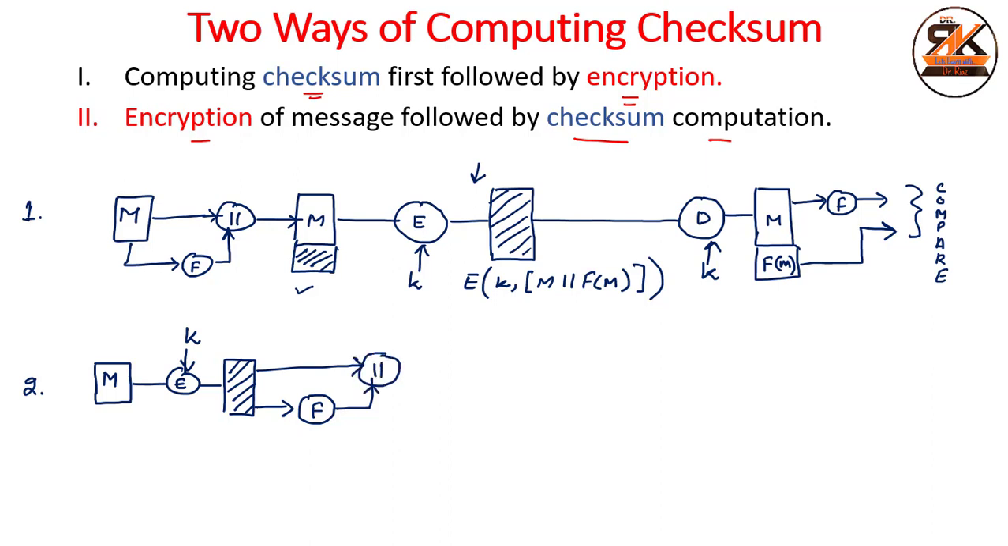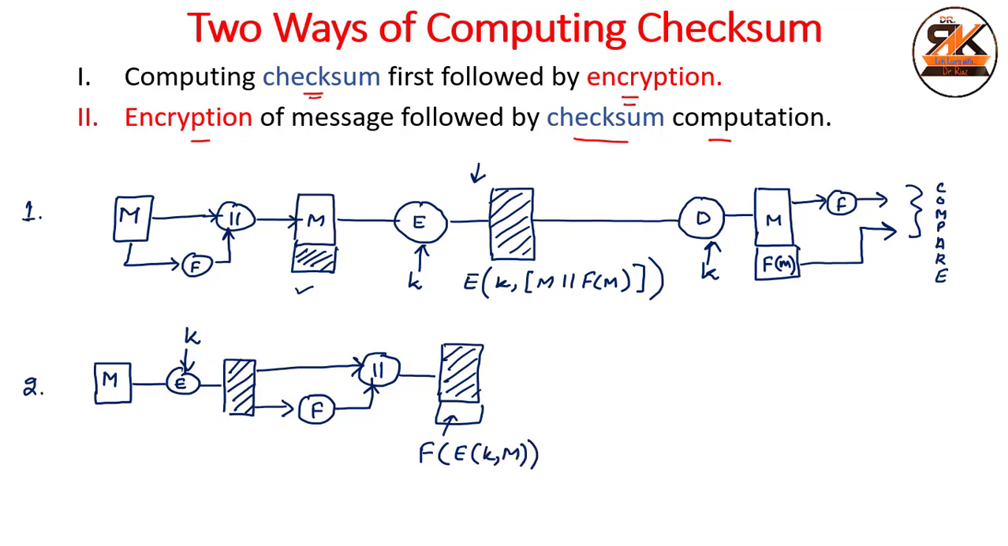And after that, in the next step, what we get after concatenation is the encrypted message and its checksum appended to this encrypted message. And this checksum is basically a function of the encryption function that is done with the key on the original message.